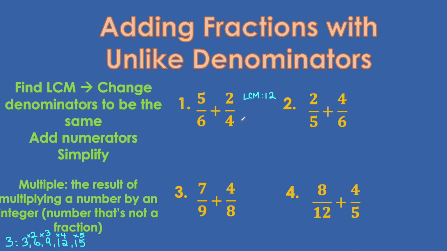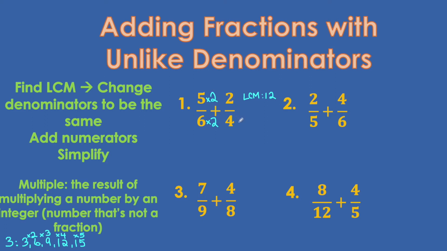Once you found that, you want to change the denominators so that they're the same. Now you start to think, 6 times what number equals 12? It would be 2. So you multiply by 2 on the bottom, and whatever you do to the denominator, you have to do the same to the numerator, so it doesn't change the value of the fraction. So we're going to multiply by 2 on the top. Now we have our first fraction.